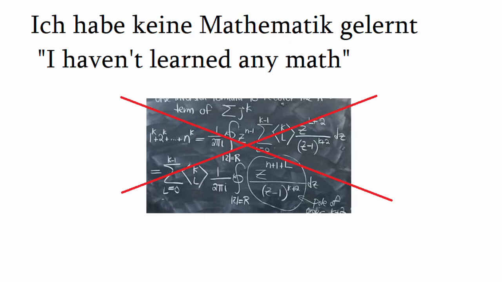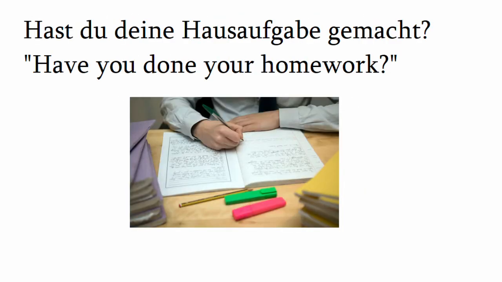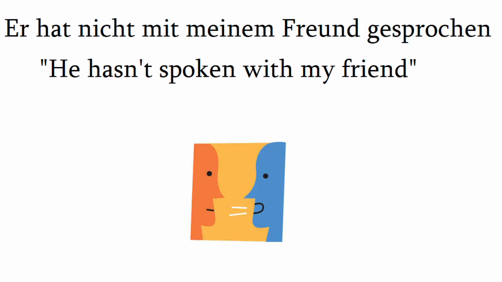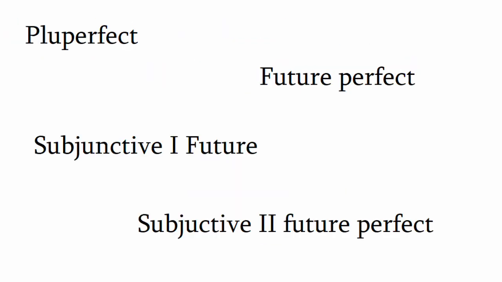Like the last few times, let's go over some examples. Ich habe keine Mathematik gelernt. Hast du deine Hausaufgabe gemacht? Er hat nicht mit meinem Freund gesprochen. This is far from all the verb forms that German has. There's quite a few others, but these are the basic ones that you need for basic conversational German. Maybe in the future I'll go further in depth, but for now I think this should suffice.